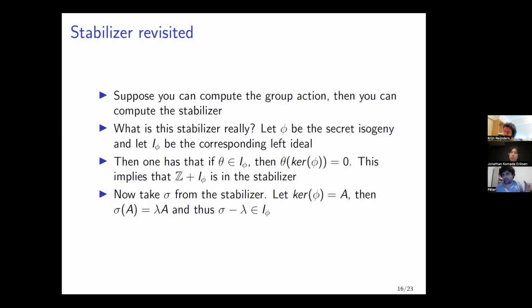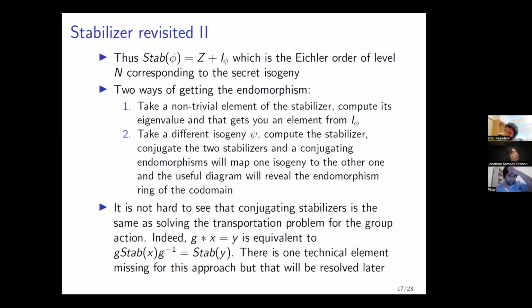Okay, so the stabilizer just became more interesting because it really has a very nice meaning in terms of isogenies. It is really the Eichler order corresponding to the secret isogeny. This is called an Eichler order of level n, where n is the degree of the isogeny. And then, this is what I got with this stabilizer approach. What I need is the endomorphism ring of the codomain.